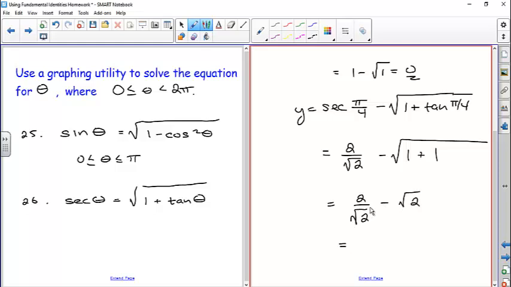But if we take the first term and multiply and divide by the square root of 2, we'll get 2 times the square root of 2 over 2. The 2's cancel out. Here we've got minus the square root of 2 from there, so you end up with the square root of 2 minus the square root of 2, which is 0. So that one does work as well. But if I tried any other values, it's not going to work.